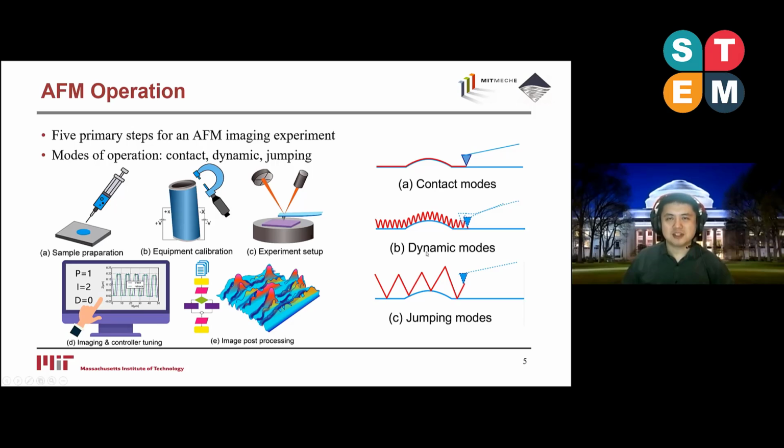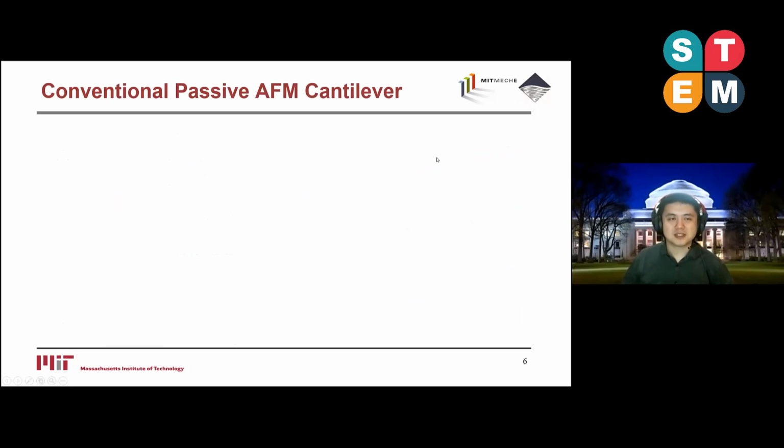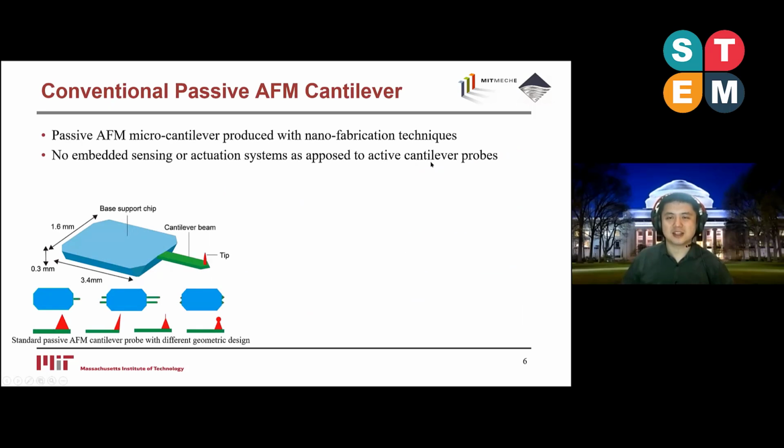So now that we have a general understanding of the principle and operational basics, I will proceed to talk about the substantive development in this work. We will primarily focus first on the cantilever probe, starting with the conventional, so-called passive AFM cantilever. Conventional AFM systems use this passive cantilever probe produced with nano-fabrication techniques. The probe is composed of a base support chip, which is this one here. The industry standard is 3.4 by 0.3 by 1.6 millimeters for most chips.